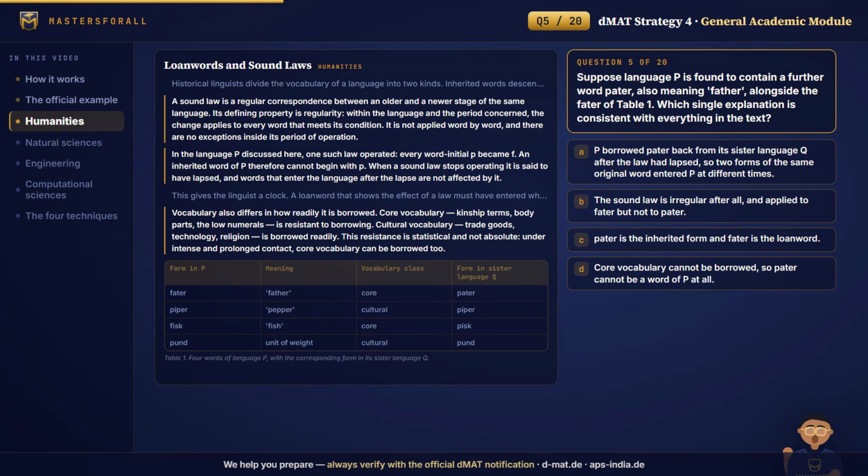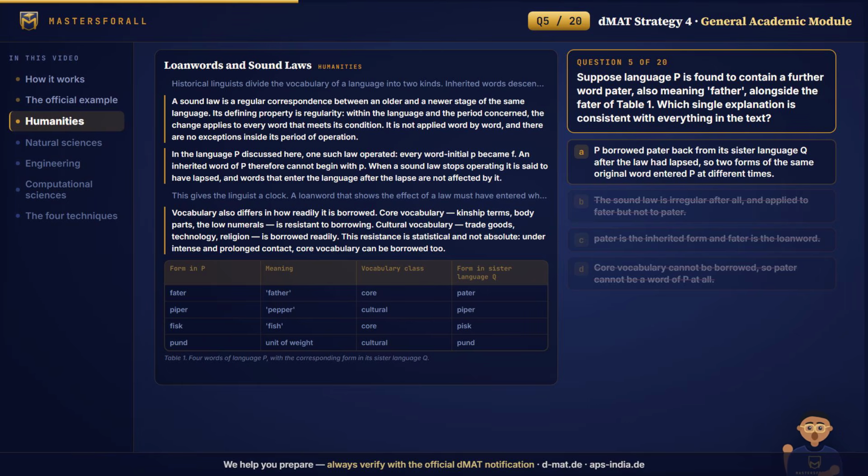Question 5, the hard one. Suppose P also contains the word pater, also meaning father, alongside the fater in the table. Which single explanation is consistent with everything in the text? 4 options. Take your time. Consistent with everything. That word means 3 separate sentences have to hold at once. Paragraph 2 removes the easy way out. A law has no exceptions in its period, so it cannot have caught fater and missed pater while both sat there. Option B is gone. Paragraph 3 decides which is which. Pater begins with P, so pater cannot be the inherited one. Option C is gone. Paragraph 5 clears the last obstacle.